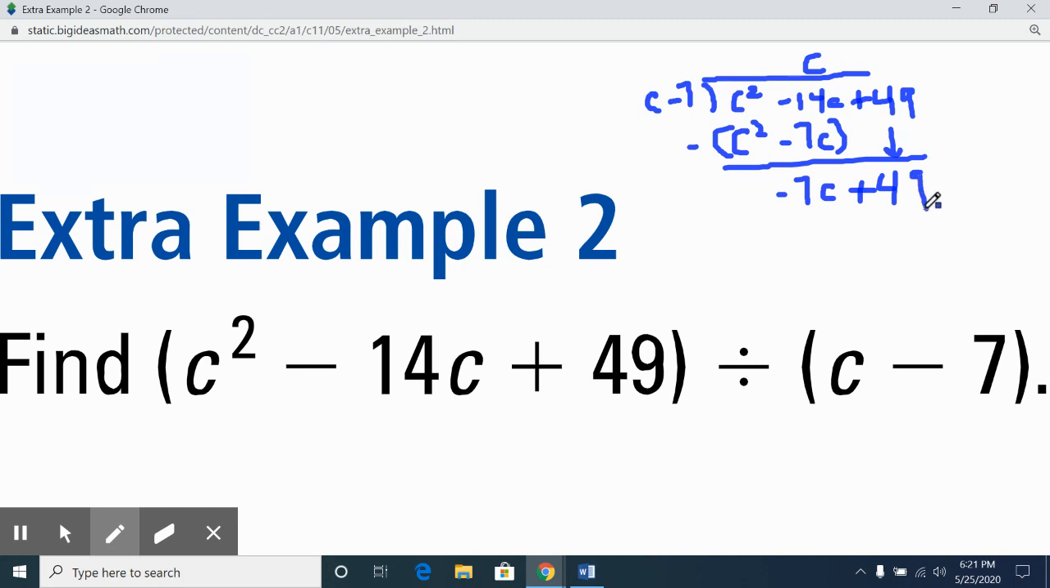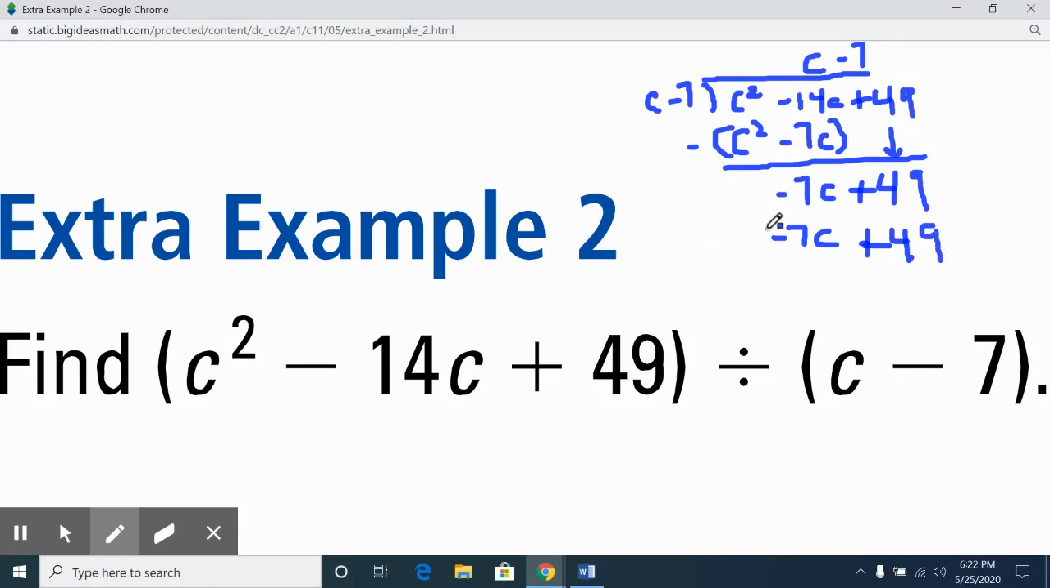Okay, and now I just do the same thing with what's left. This first term divided by this first term. All right, what's -7c divided by positive c? The c's cancel, right, and it's just -7. Now we have to multiply. Ready? -7 times c is -7c. -7 times -7 is positive 49.